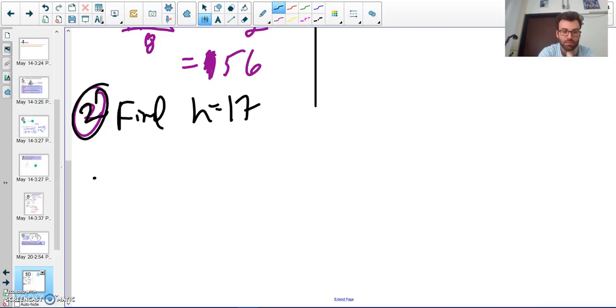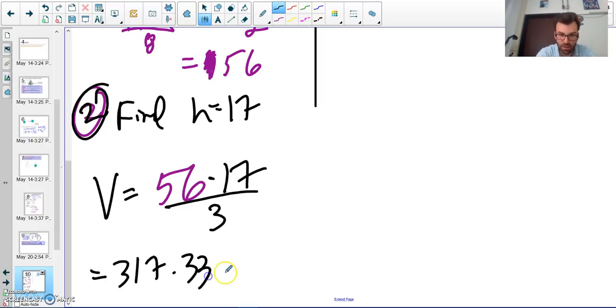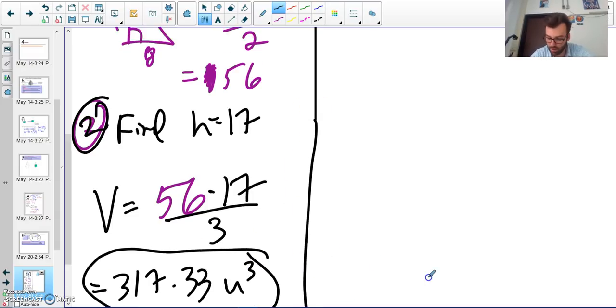Last step is plug it in. V equals 56 times 17 all over 3. Not 2, but 3. Think about this. It's units cubed, so I divide by 3. All right. I got 317.33 units cubed for my answer. Double check my work on that.